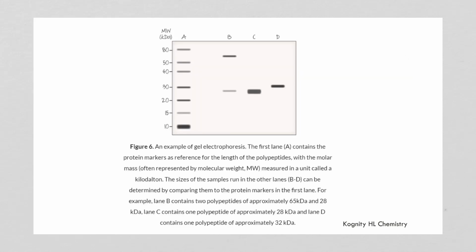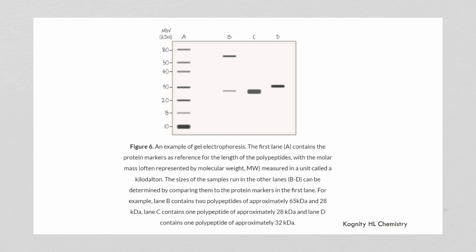So this is an example from our textbook again. This is an example of the results from a gel. In the first lane, a bunch of protein markers were loaded so that we can see how far they move. These numbers here are their molar masses or molecular weights measured in kilodaltons. So you can identify the different proteins.